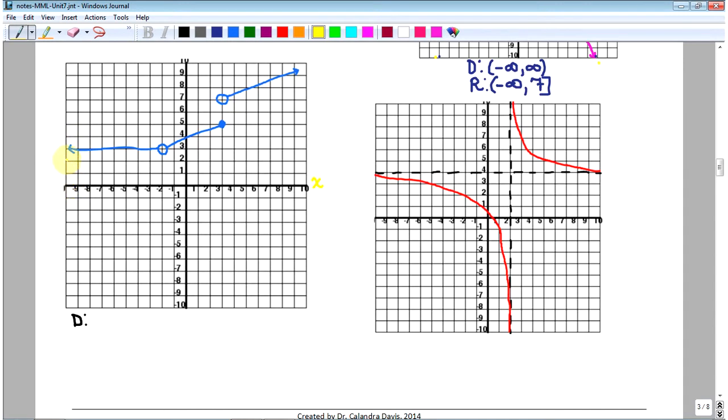So any x value that I pick will have a point on the graph until I get to an x value of -2. At -2, we see that we have an open circle. An open circle means that it's not included on the graph.